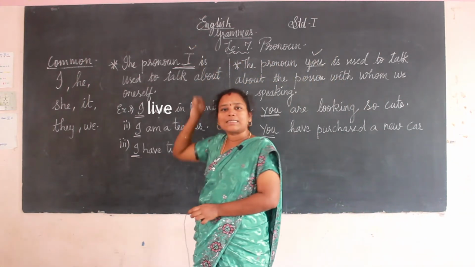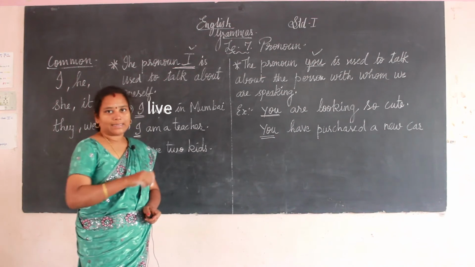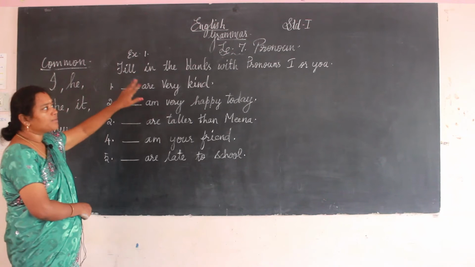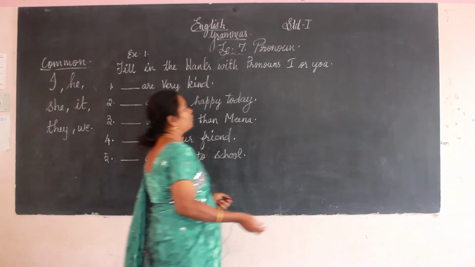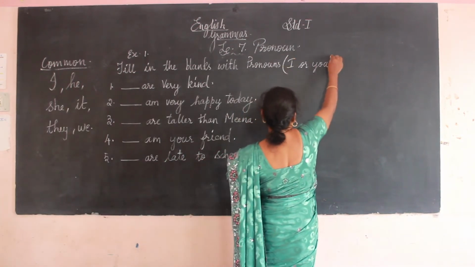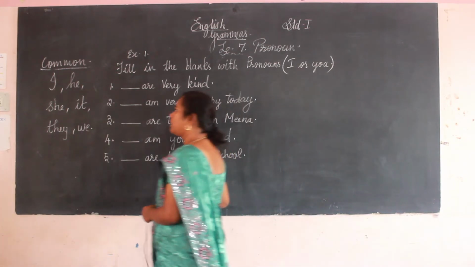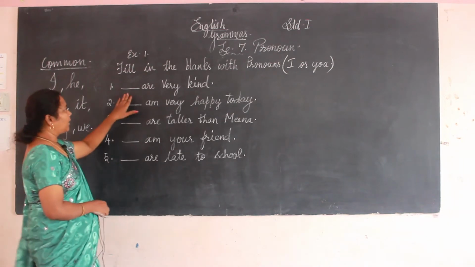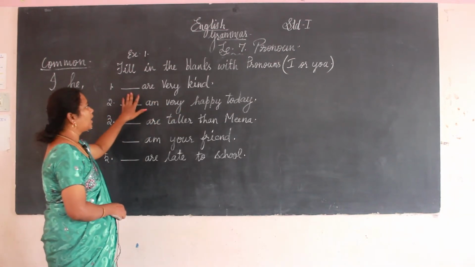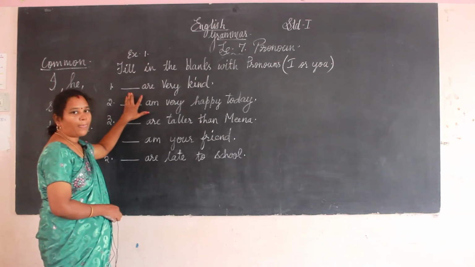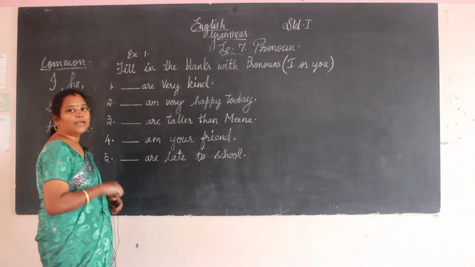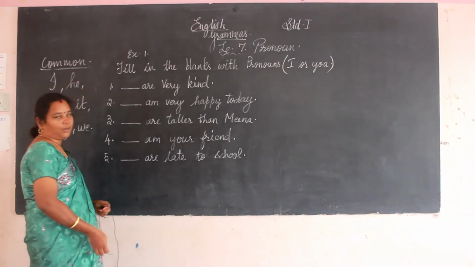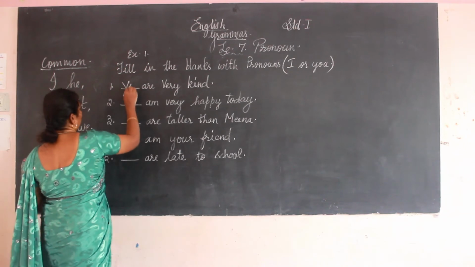With related this we are going to do some exercises. Okay, now see the exercise 1. Filling the blanks with pronouns I or you. You have to use only these two words, I or you. Okay ma'am, now enna sonna I is used for ourselves. So inga paru, dash are very kind. I are very kind varuma? No. So what will be the answer? You. நம்ம அடுத்தவங்கள பத்தி பேச போறோம். Okay, we are talking about the other person. You are very kind. Okay, so we are going to write here you.